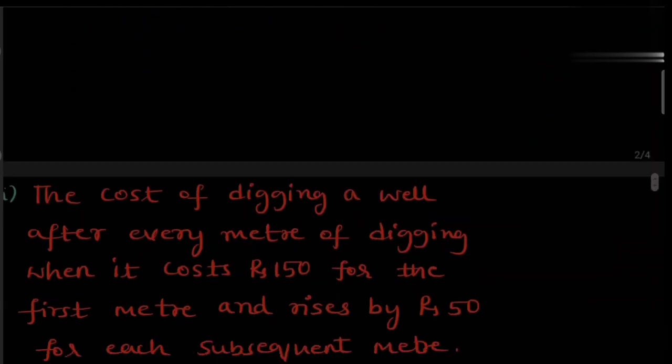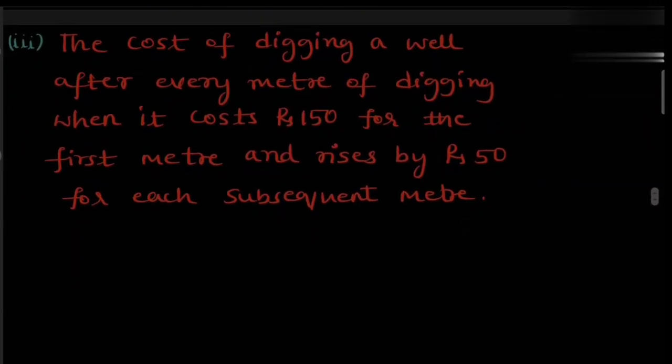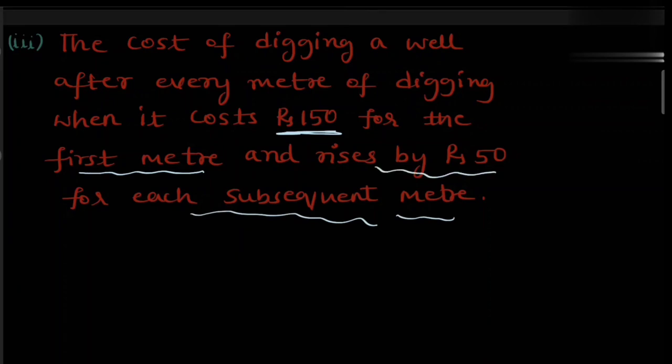Next problem. The cost of digging a well after every meter of digging when it costs rupees 150 for the first meter and rises by rupees 50 for each subsequent meter. That means for the first meter the cost of digging is rupees 150. And for every subsequent meter, it rises by 50, meaning an increase of rupees 50. Therefore, for 1 meter, the cost of digging a well is rupees 150. For 2 meters, 150 plus 50.